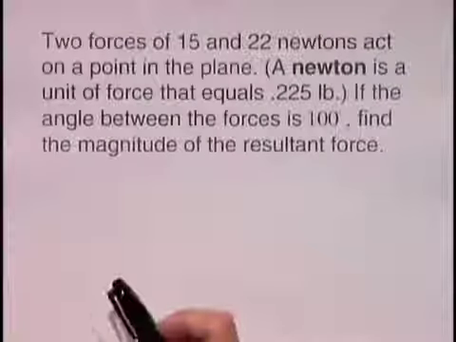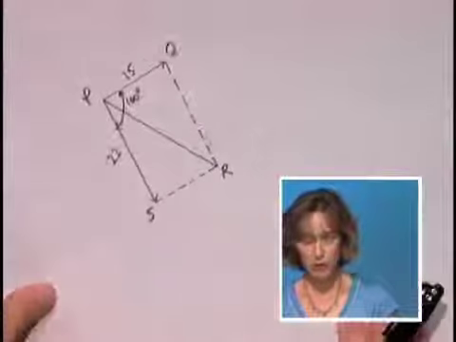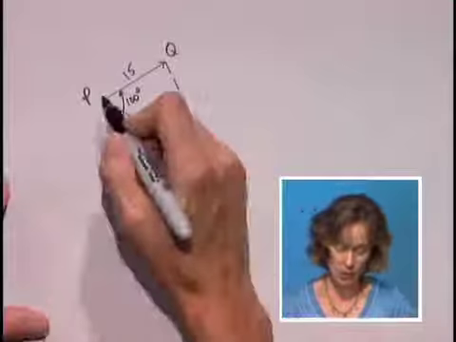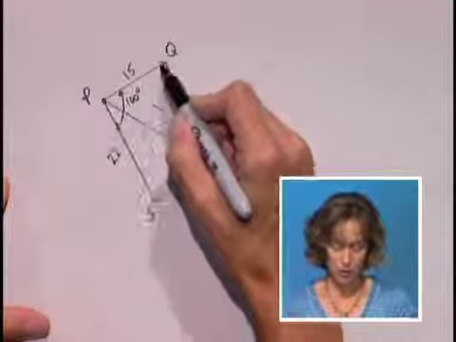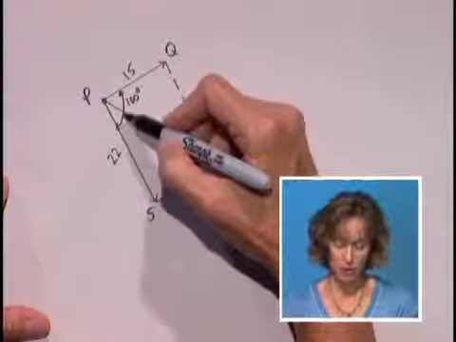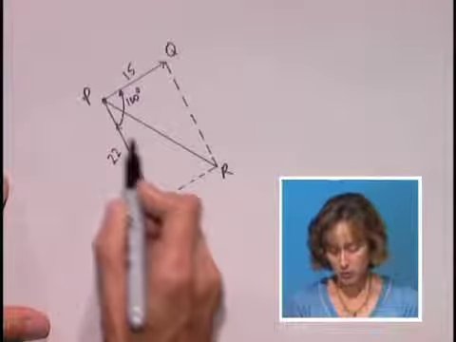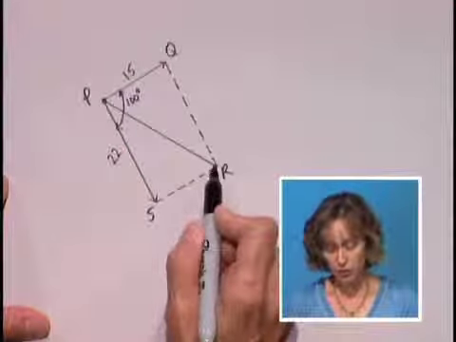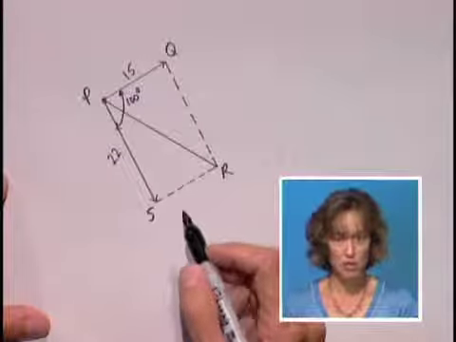With a problem like this, it's a good idea to draw a picture of what's going on. And so I've done that. Here's the point P in the plane on which the forces are acting. One force is 15 newtons, one force is 22 newtons, and the angle between them is 100 degrees. And vector PR is the resultant vector, or the force, or the vector that represents the resultant.